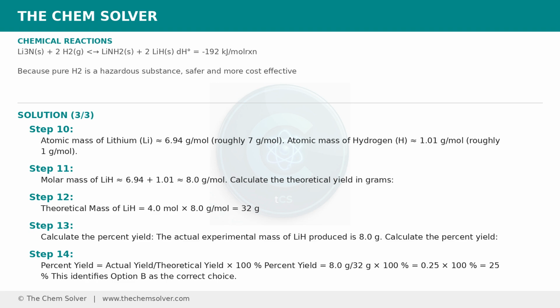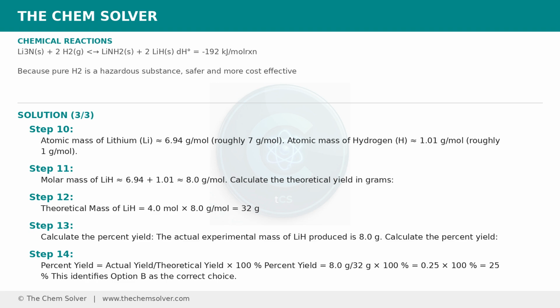Calculate the theoretical yield in grams. Theoretical mass of LiH equals 4.0 moles times 8.0 grams per mole equals 32 grams. Calculate the percent yield. The actual experimental mass of LiH produced is 8.0 grams.